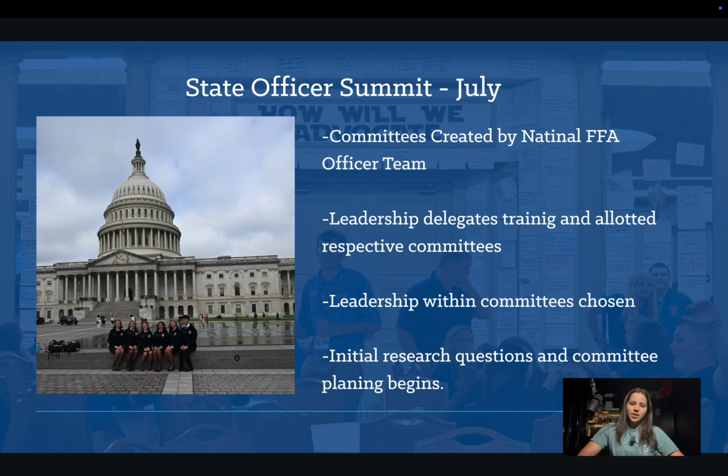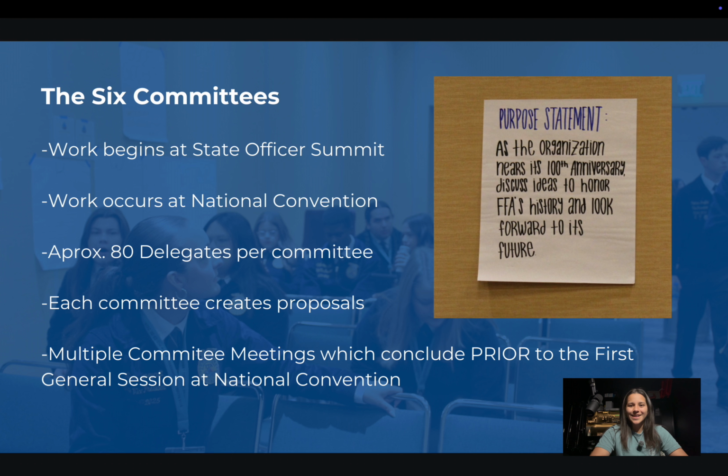What are these committees? Great question. I thought I had a slide. Here it is. The 6 committees. So typically every year there's 6 committees, okay? And like we said, the National Officer Team chooses this at State Officer Summit. But this work is done at National Convention when all 475 delegates are together. There's approximately 80 delegates in each committee, and the purpose is for them to create proposals based off of their purpose.